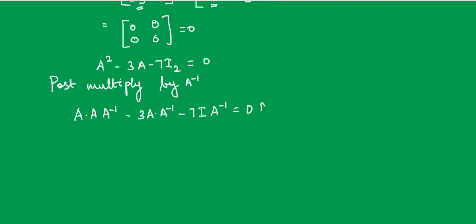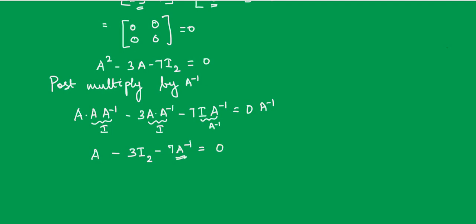Right side, 0 into any element or matrix becomes 0. So here A into A inverse is equal to I. Identity matrix into the inverse matrix will give us the inverse matrix. So A into I gives us A, minus 3 into A A inverse is I, identity matrix of order 2, minus 7 A inverse. Identity with any matrix gives the same matrix. So we get A inverse, right side 0 into A inverse is 0.